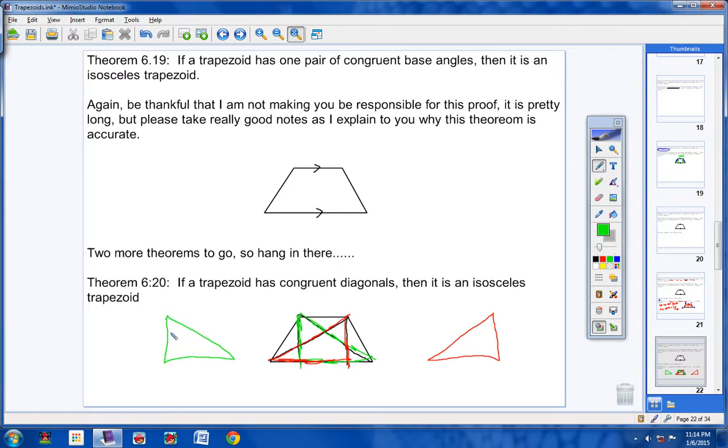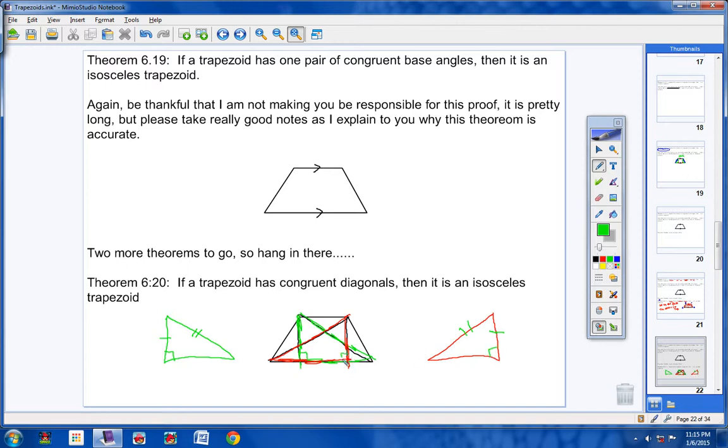Now remember, we know this side here is congruent to this side here because this middle square here is a parallelogram. I've showed you that before, okay? And we know the diagonals are congruent. That's given to us if a trapezoid has congruent diagonals. So this is congruent to this. And we know we have a right angle here, and we know we have a right angle here.